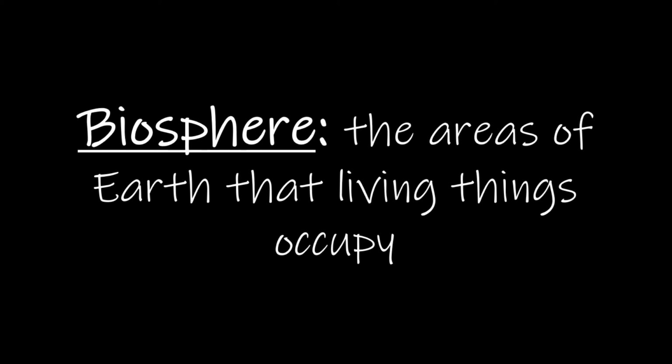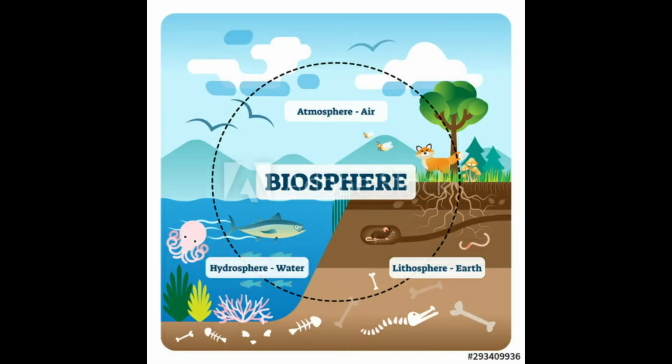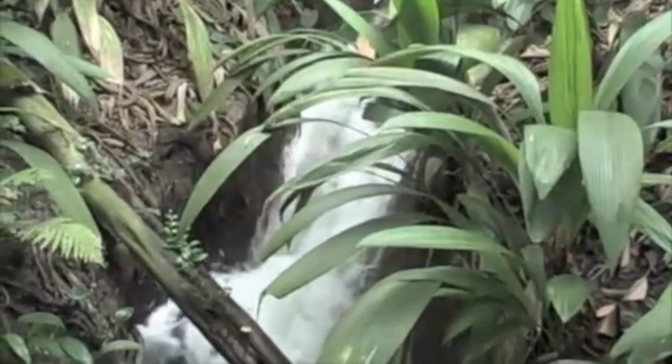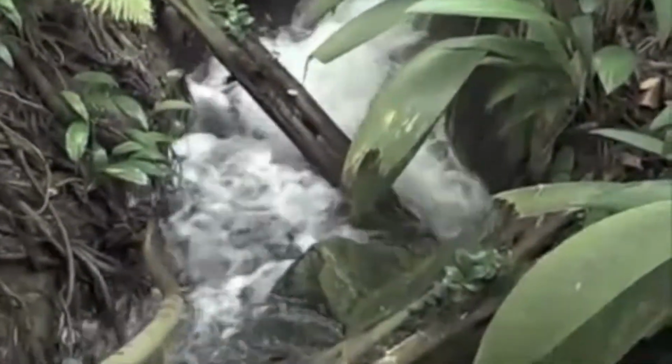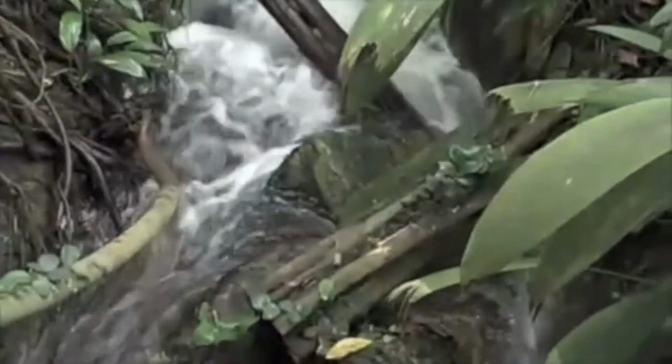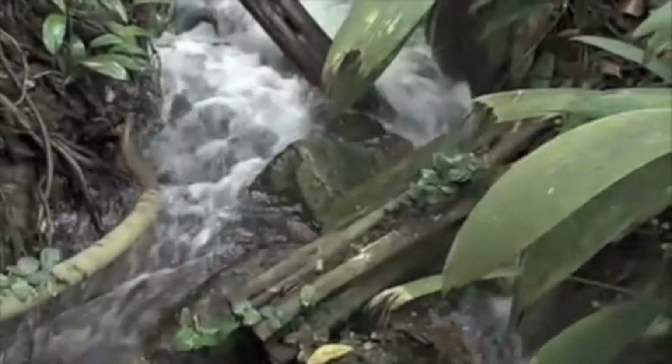The biosphere includes all of the areas on Earth that living things occupy. This could be the sky, the ground, underground, the ocean, or any other body of water. Life on Earth is what separates our planet from any other that we've found so far, and it's existed on the planet for billions of years. Life can be found in the deepest parts of the ocean, under the ice in Antarctica, or even inside volcanoes.